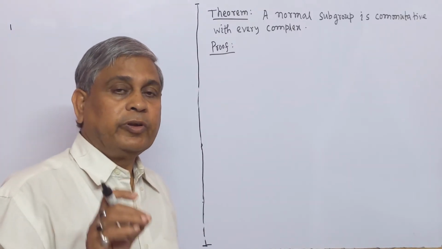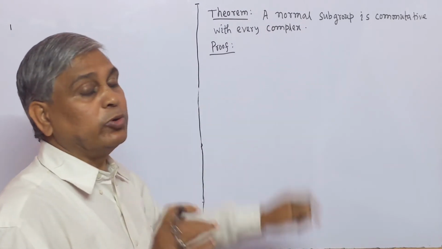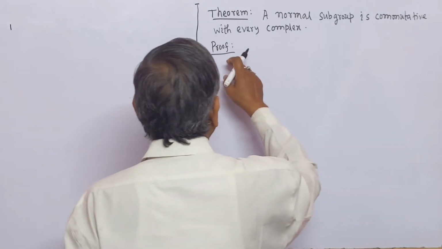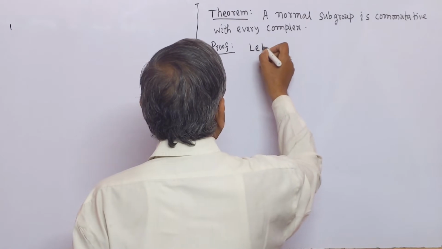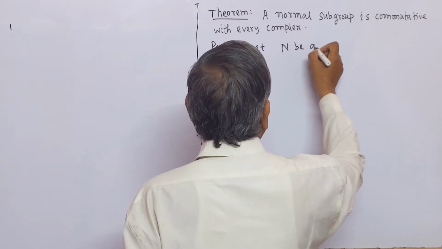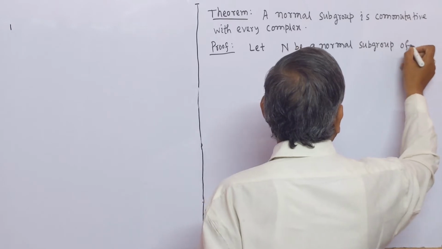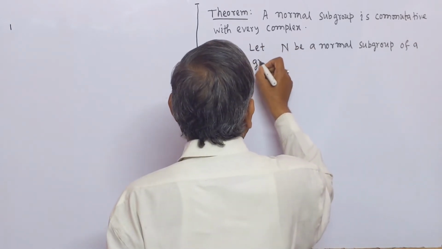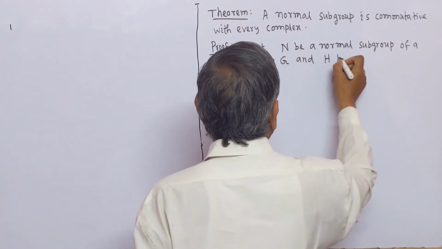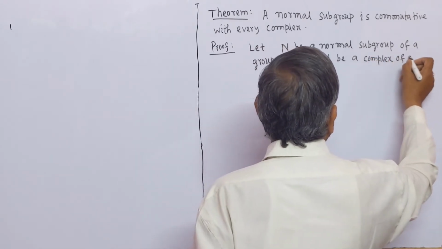Now we prove a theorem. Theorem is a normal subgroup is commutative with every complex. Now we prove this. Let N be a normal subgroup of a group G and H be a complex of group G.